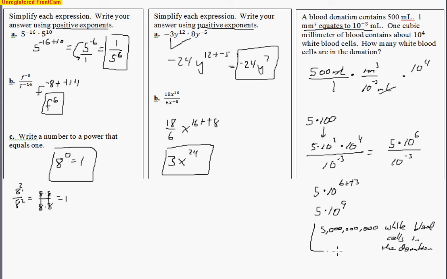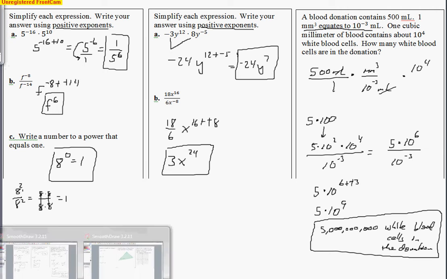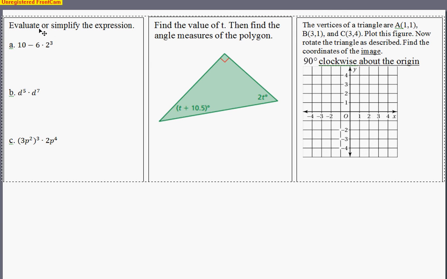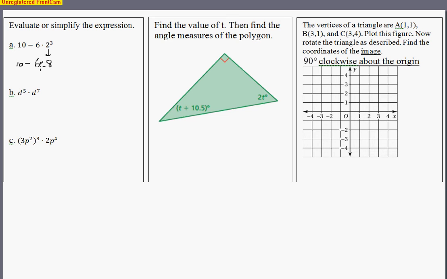Moving on to the next problem, it says evaluate or simplify the expression. We're going to use order of operations. The first step is to do the exponent rule. 2 times 2 times 2 makes 8, and then times 6 minus 10. I'm going to use the multiplication first because that comes before subtraction. So that makes 48. Then I do the subtraction, and I'm getting negative 38 for that first part there.